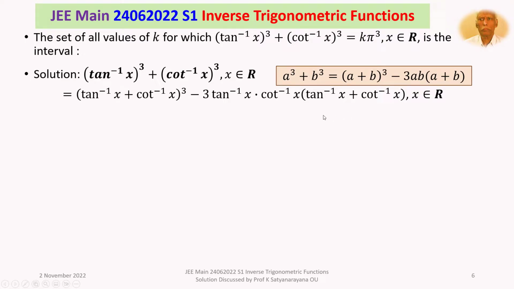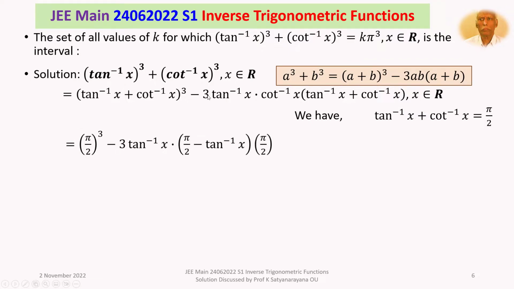And we have tan inverse x plus cot inverse x is equal to pi by 2 when x belongs to R. So wherever there is tan inverse x plus cot inverse x, write down pi by 2 and we get (pi by 2) whole cube minus 3 into tan inverse x into cot inverse x. For cot inverse x, we write cot inverse x is equal to pi by 2 minus tan inverse x, and for tan inverse x plus cot inverse x we write pi by 2.